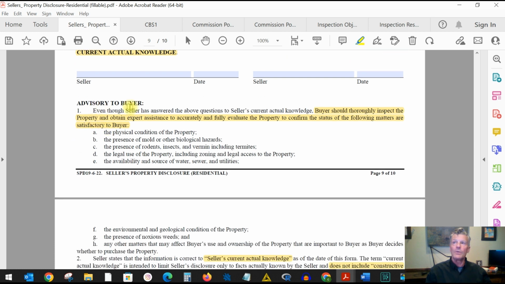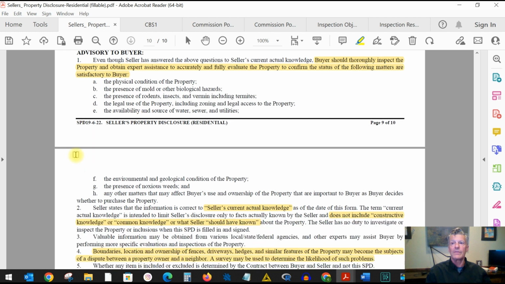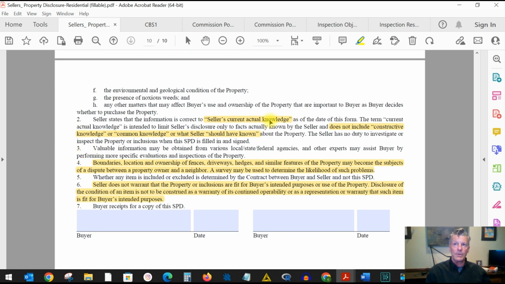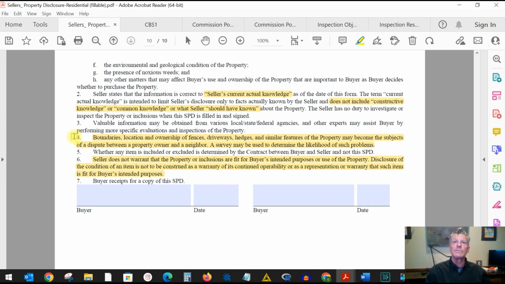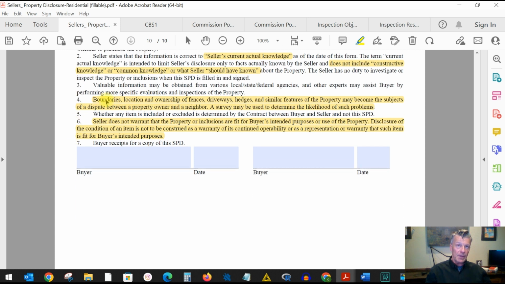And they're also telling you that you should go ahead and confirm and inspect and check into anything that's important to you, anything and everything. They like to reiterate this is seller's current knowledge. If you have any really big concerns about the lot, fences, outbuildings, survey or improvement location certificate is probably going to be the tool you use. Your general home inspector, they're not going to know about lot lines.